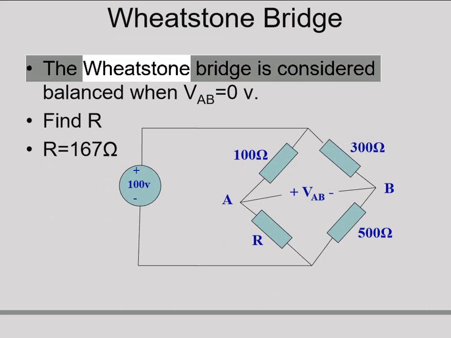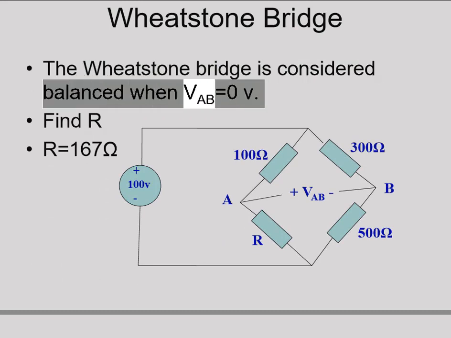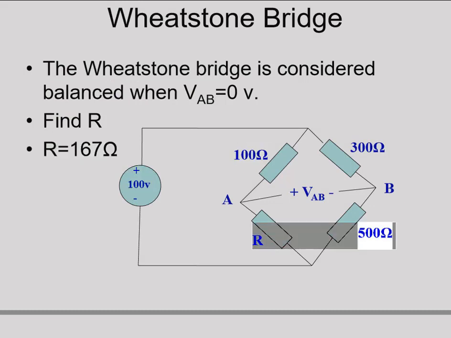The Wheatstone bridge is considered balanced when VAB equals 0 V. Find R. R equals 167 ohm.